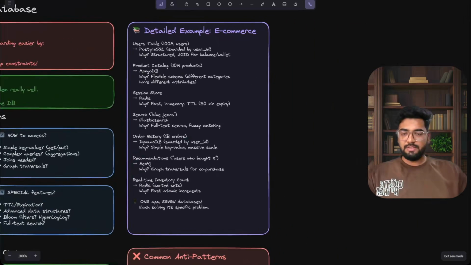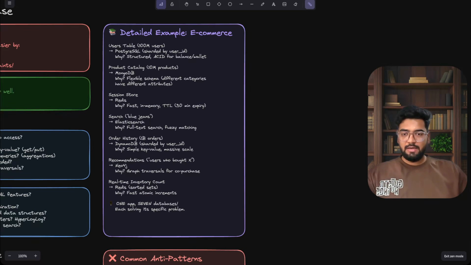For example, let's have a look at this detailed example of e-commerce. If our main requirement is users, we'll be using PostgreSQL and we'll be sharding it by user ID. Why? Because it is structured and we have ACID properties out of the box, which is atomicity, consistency, etc. If we talk about the product catalog, meaning we have tons of products on our website, then we'll be using MongoDB. Why? Because it has a quite flexible schema, which is beneficial because different categories have different attributes.